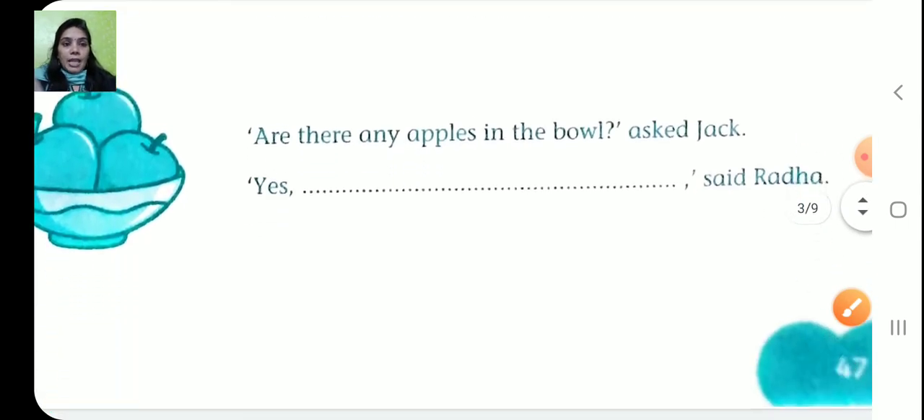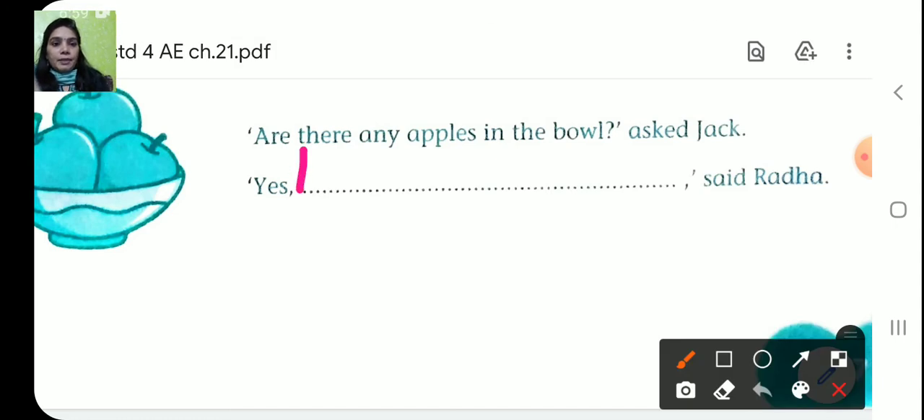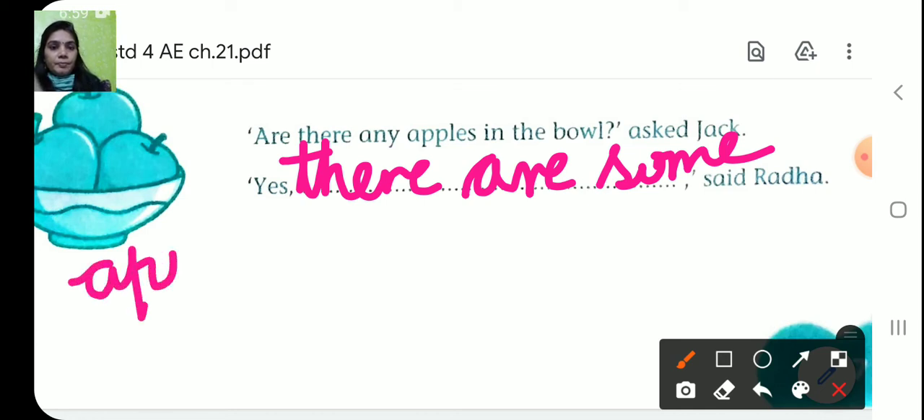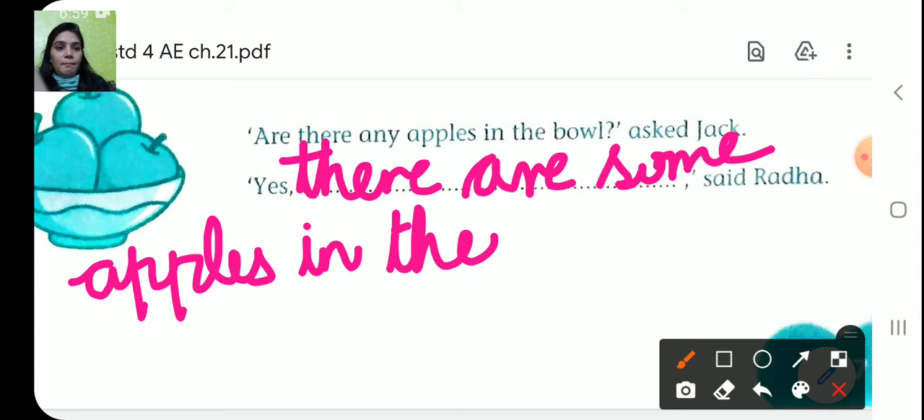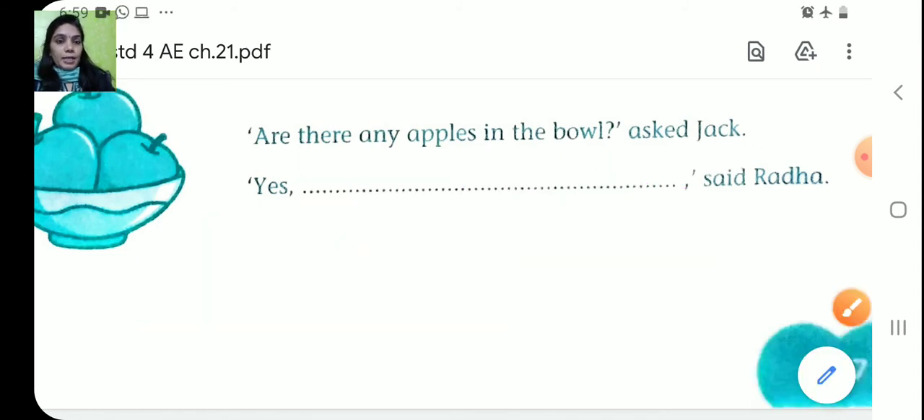Are there any apples in the bowl? Asked Jack. Yes, you can see the apples. So yes, there are some apples in the bowl. Yes, there are some apples in the bowl. Now we'll move on to the next page.